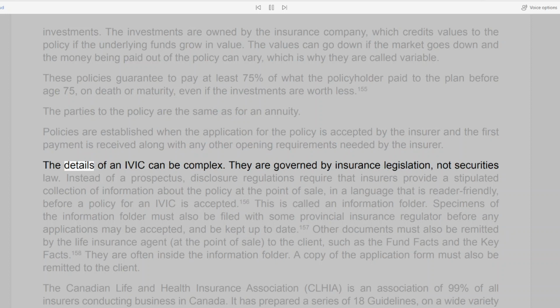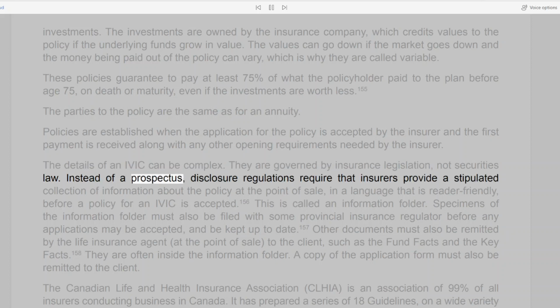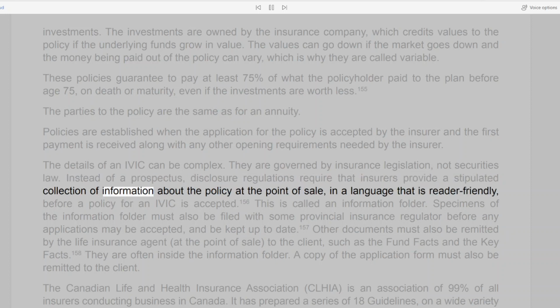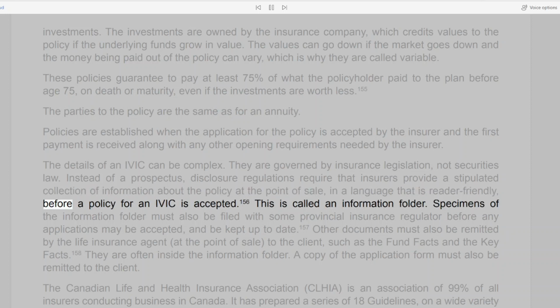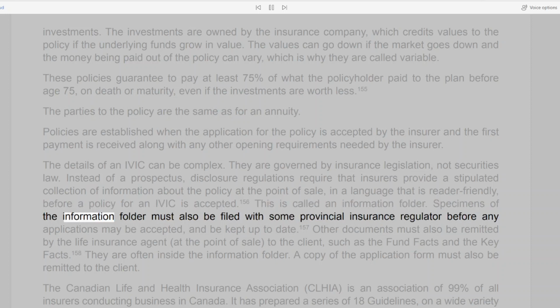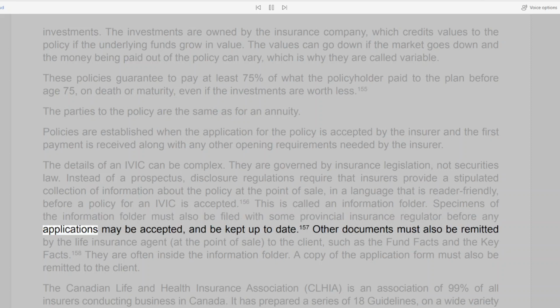The details of an IVIC can be complex. They are governed by insurance legislation, not securities law. Instead of a prospectus, disclosure regulations require that insurers provide a stipulated collection of information about the policy at the point of sale, in a language that is reader-friendly, before a policy for an IVIC is accepted. 156. This is called an information folder. Specimens of the information folder must also be filed with some provincial insurance regulator before any applications may be accepted, and be kept up to date.